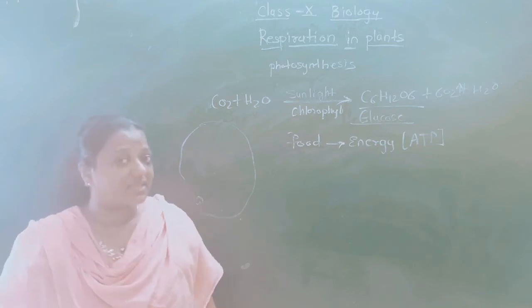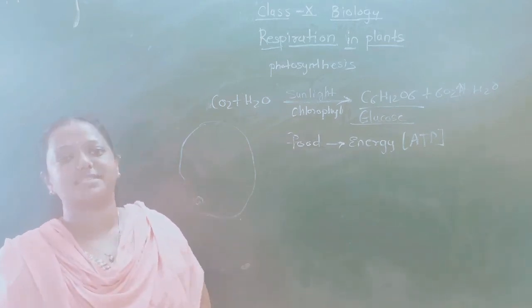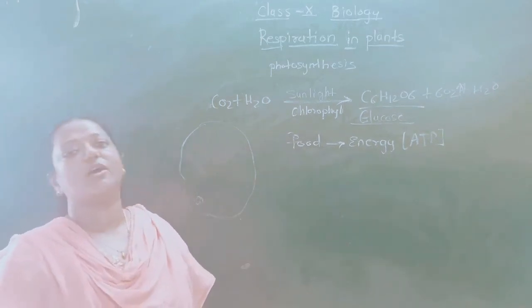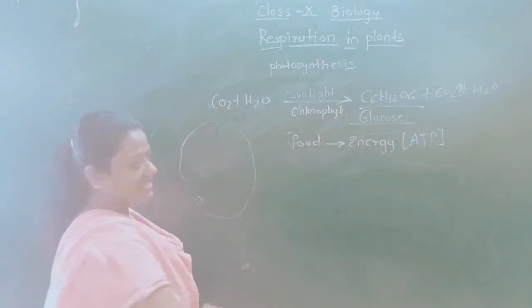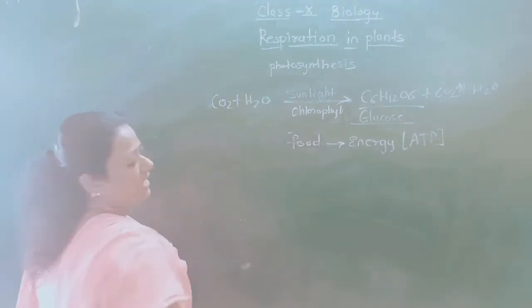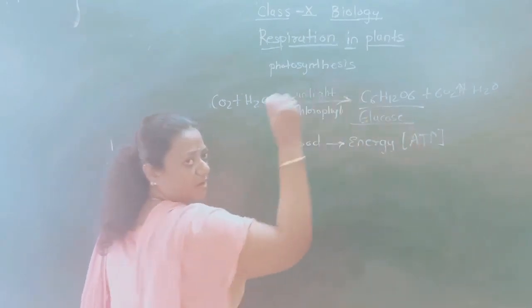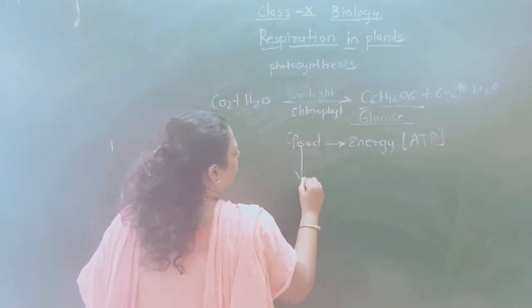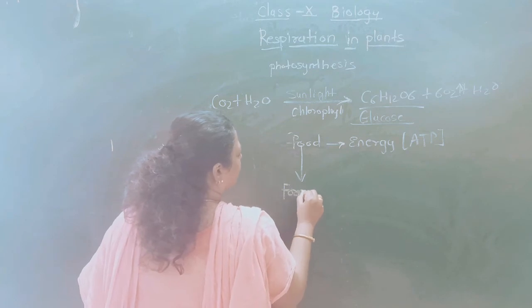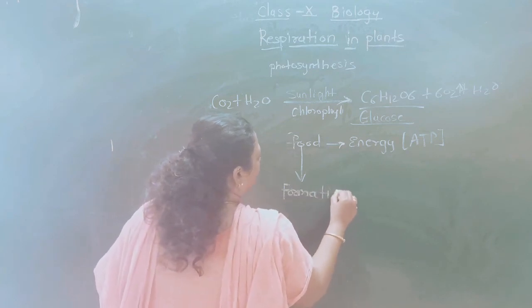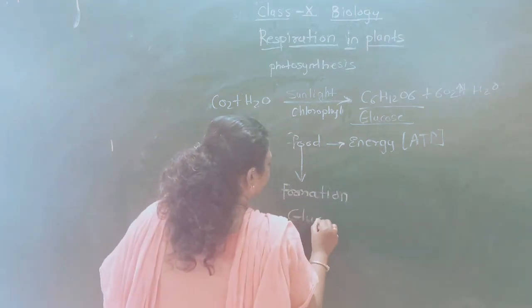So it's a myth that plants do not require oxygen. Plants are also in need of oxygen for what? That I shall tell you. So plants contain food. Okay, that food is utilized to make energy in the form of ATP. When the plants are preparing their food, forming their food, that is in the form of glucose.